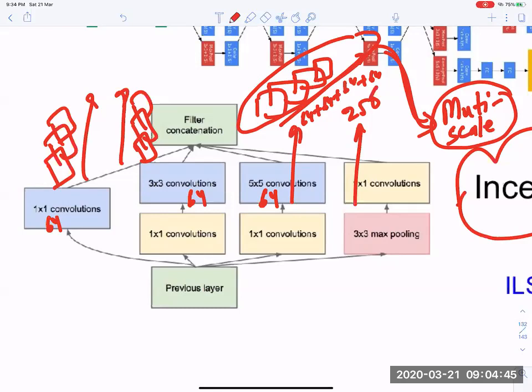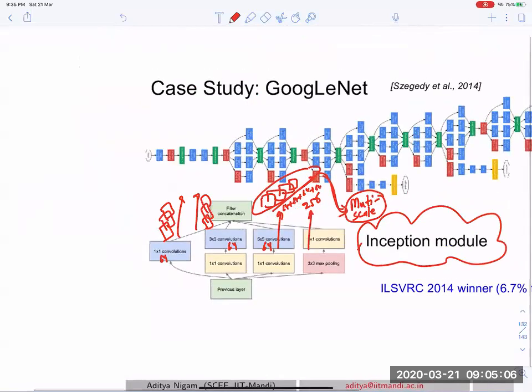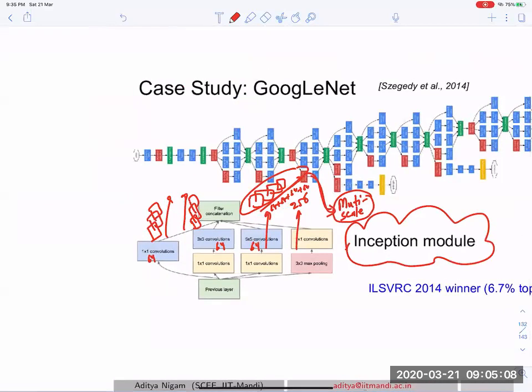Because your objects are not of the same size. Football is also there, TT is also there, and car is also there. So your objects actually have multiple scales. You need to have a tool, a layer that can look at your images at multiple scales so as to detect all of these different types of objects as well as possible.